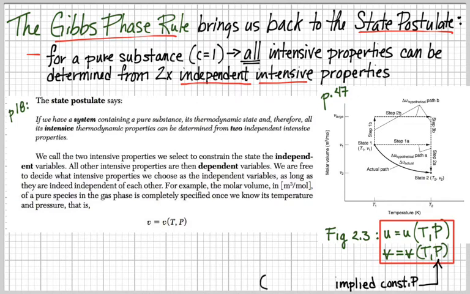It's implied that this system is constant temperature, and oftentimes pressure gets implied as being constant when it's taking place in the open air at atmospheric conditions.